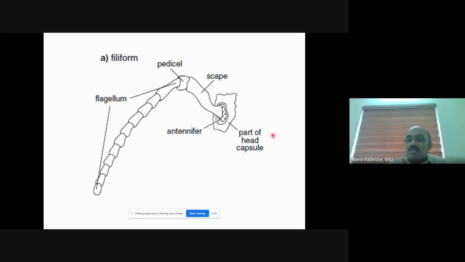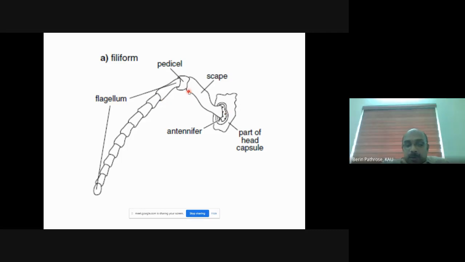Just for your information, these segments are not true segments because they don't contain any intrinsic muscles. So these are called annulated segments. So it's not a truly segmented flagellum. So that's with respect to flagellum.